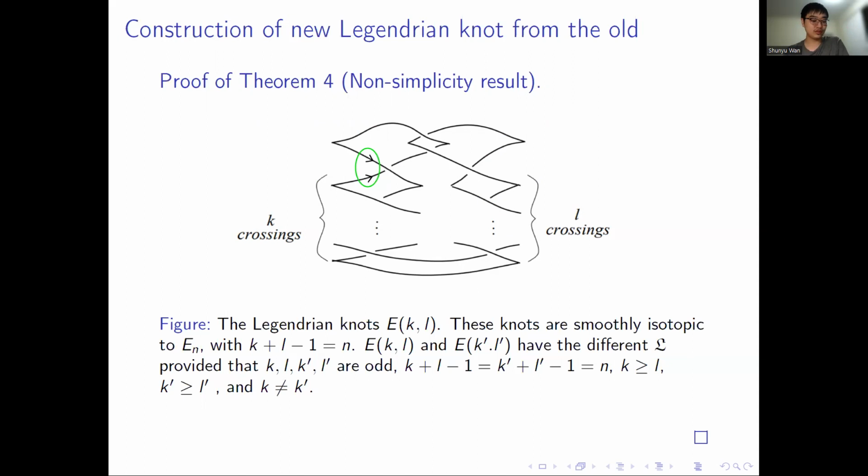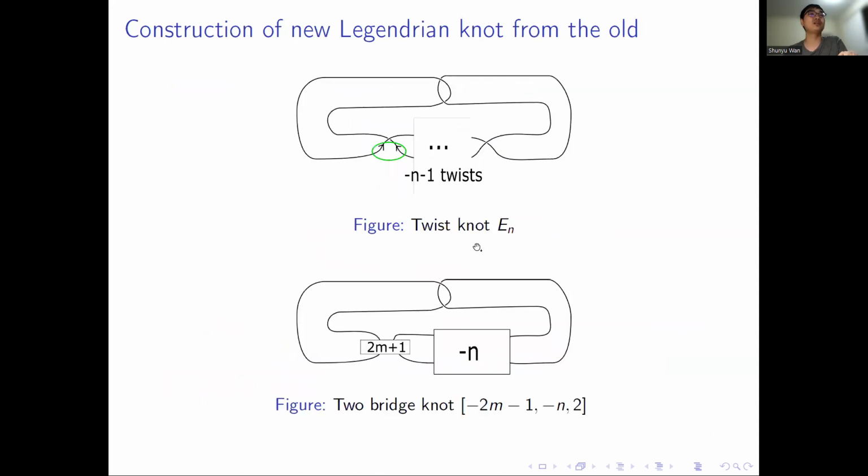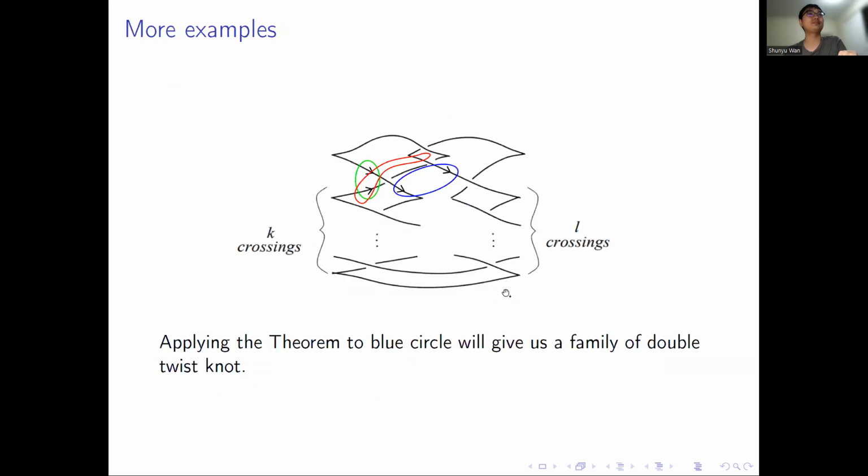So now you may think, can I do more? Can I add twists in other strands? This is just a smooth picture of the previous discussion. I just add twists in this green part, and it becomes 2m plus 1. So back to that, we don't need to choose the double ball for just these two arcs.